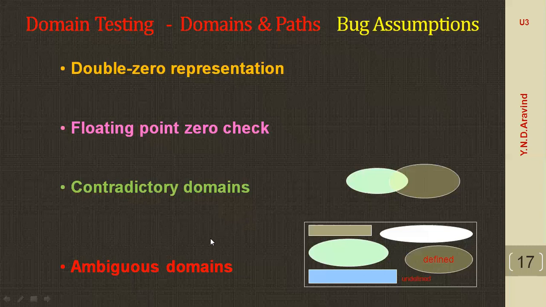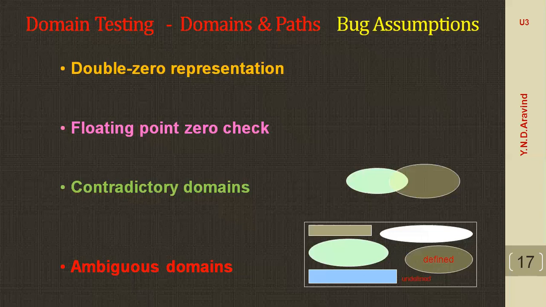Next, ambiguous domains. Ambiguous domains means that the union of the domains is incomplete. That is, there are some missing domains or holes in the specified domain. It has not been specified what happens to the points on the domain boundary, which is a common ambiguity.